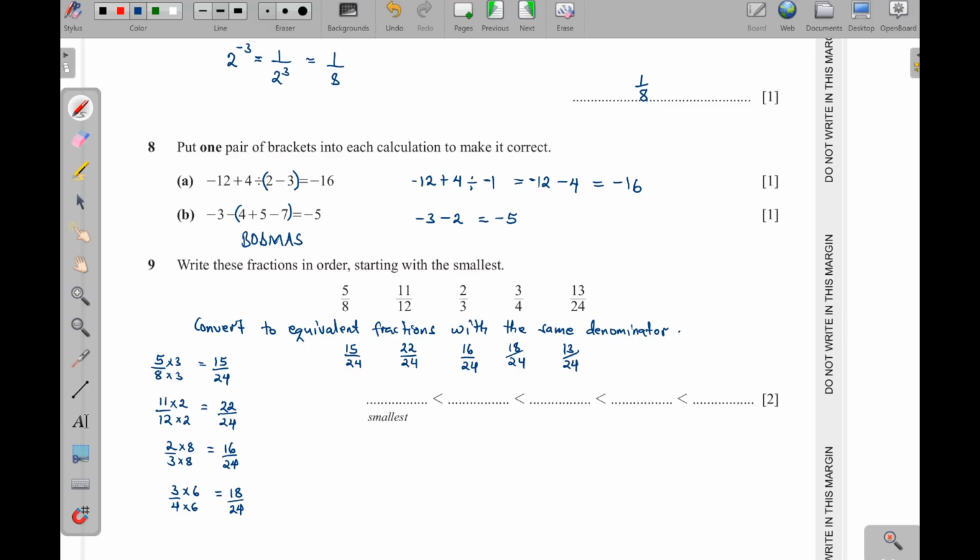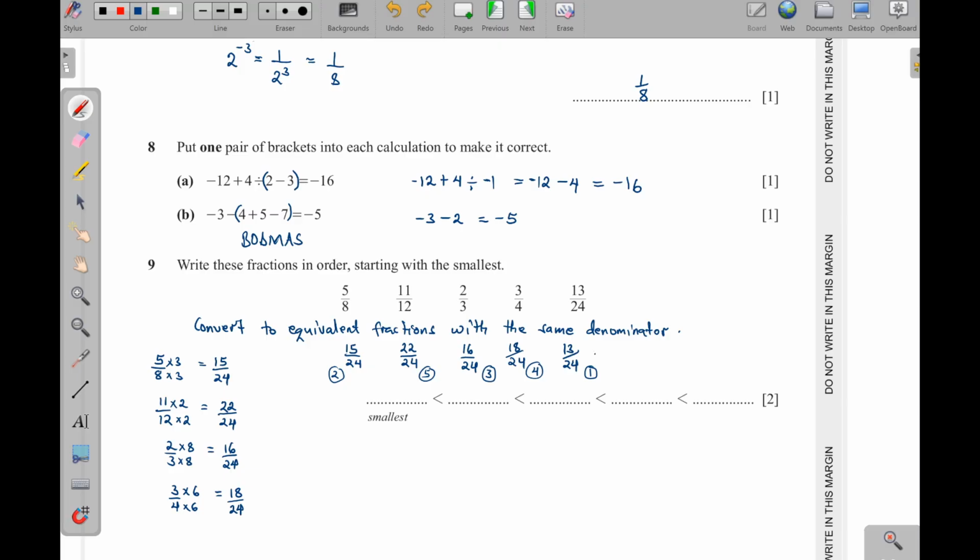Now what you're going to do is to just compare the numerators. So the smallest is going to be 13, okay? So this one is going to be 1. Then the next one is going to be 15, so this is 2. Then the third one is going to be the 16 here. The fourth one will be the 18, and then the fifth one will be the 22. But when you are arranging them, you don't write these numbers you have gotten. Use these ones here, okay?